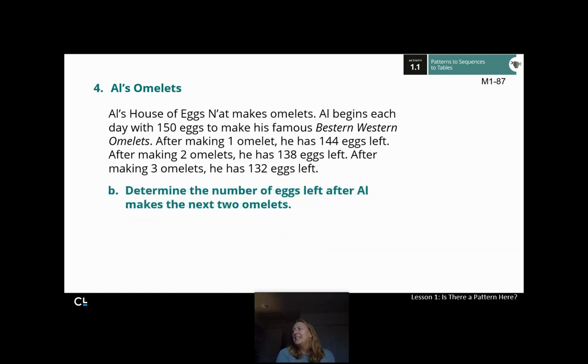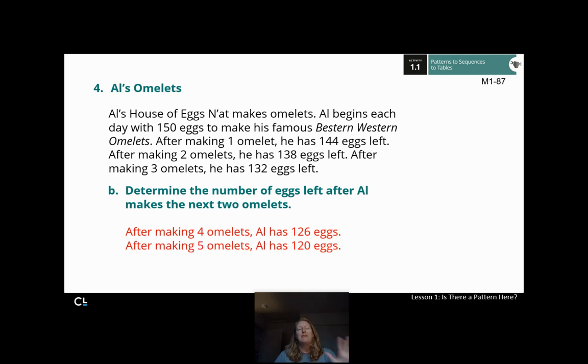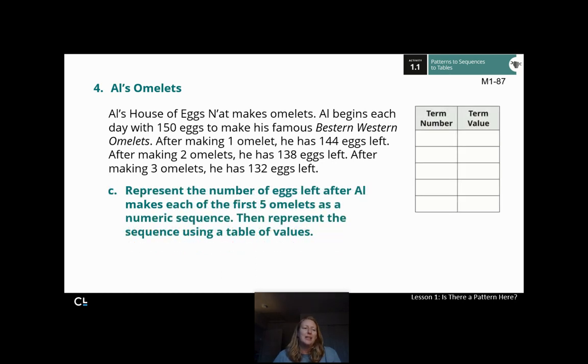Determine the number of eggs left after Al makes the next 2 omelets. Okay, so Al's making 2 more omelets. So after making 4 omelets, Al has 126 eggs. After making 5 omelets, that means Al has only 120 eggs. So next up, represent the number of eggs left after Al makes each of the first 5 omelets as a numeric sequence. Then represent the sequence as a table of values.